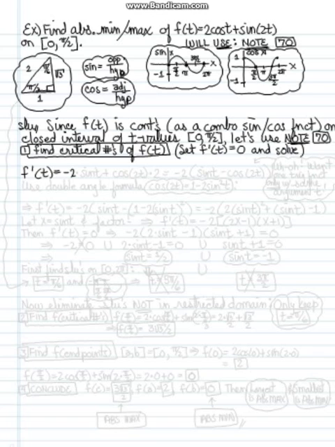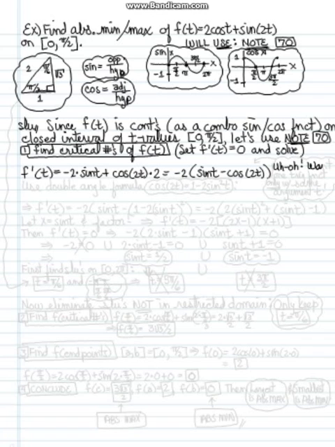F prime of t here is equal to negative 2 times the sine of t plus the cosine of 2t, and then hit it with the chain rule, times 2. That's the derivative of the given function. Factor out negative 2, you get parentheses sine t minus cosine 2t. And now we have a problem.